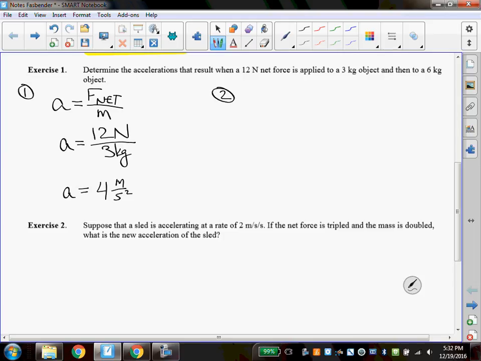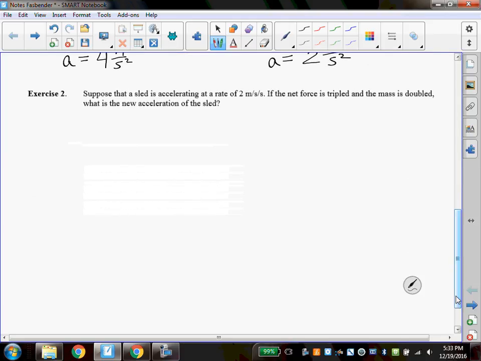Let's do the second little mini problem. We still have that same 12 Newton force, and now we're going to apply it to a 6 kilogram object. So we'll put in 12 newtons as our net force, 6 kilograms is our mass, and yet again, we can do this in mental math. We find that the acceleration is 2 meters per second squared. And that makes sense, right? We doubled our denominator, so our answer got cut in half. That totally makes sense. So let's do another problem, but this one is a little bit more of a thinker.